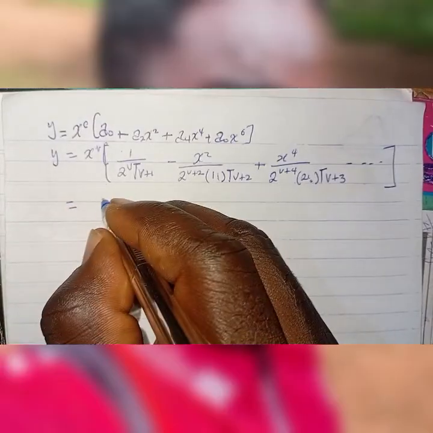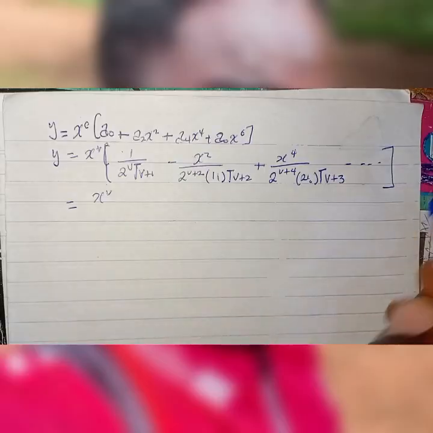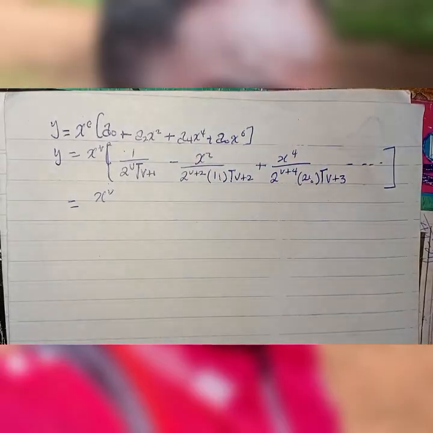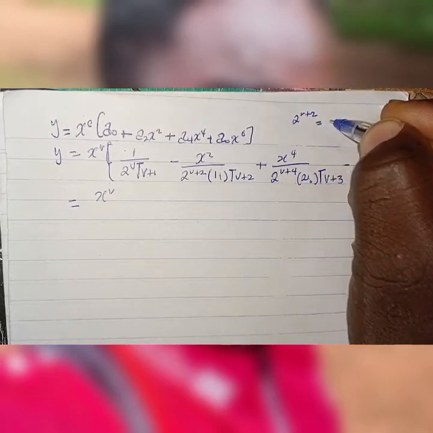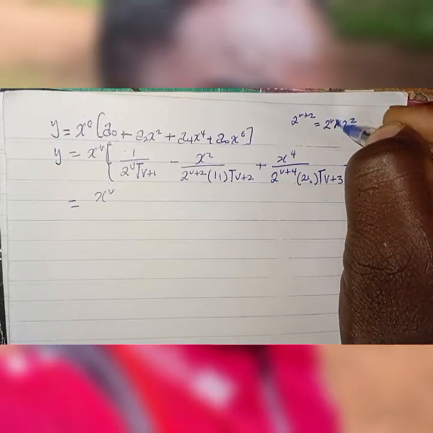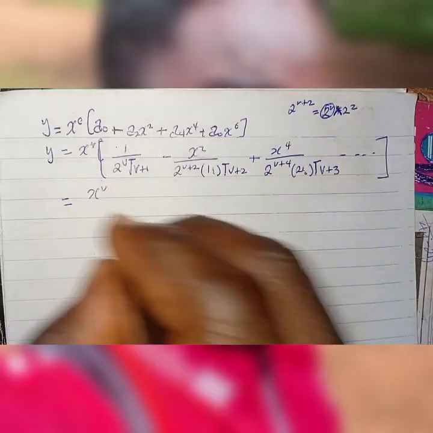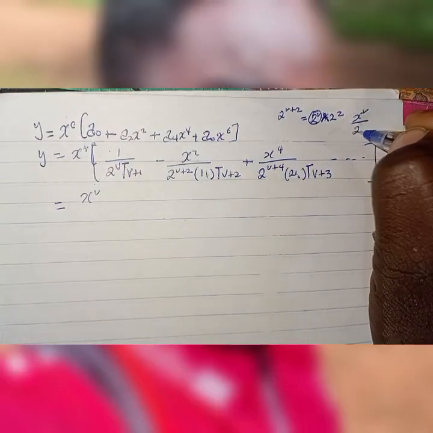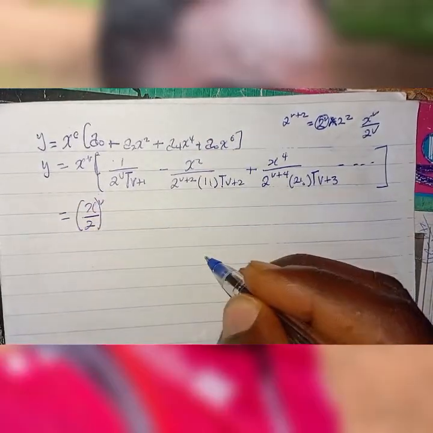Now let's factorize. We have x raised power v. You can see that here we can factorize 2 raised power v out. When you have 2 raised power v plus 2, I can write it as 2 raised power v multiplied by 2 raised to power 2. Thereby, I can take out 2 raised to power v, and it will be x over 2, all raised to power v.